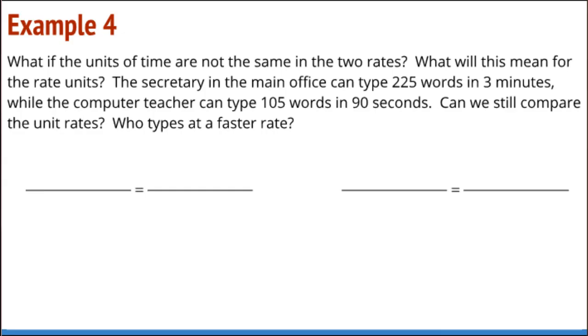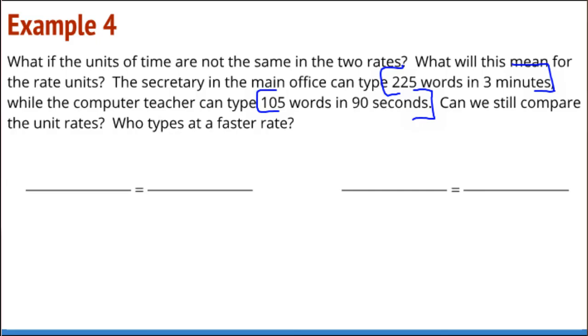All right, example 4. What if the units of time are not the same in the 2 rates? What will this mean for the rate units? So the secretary in the main office can type 225 words in 3 minutes, and the computer teacher can type 105 words in 90 seconds. Is it still possible to make a comparison?